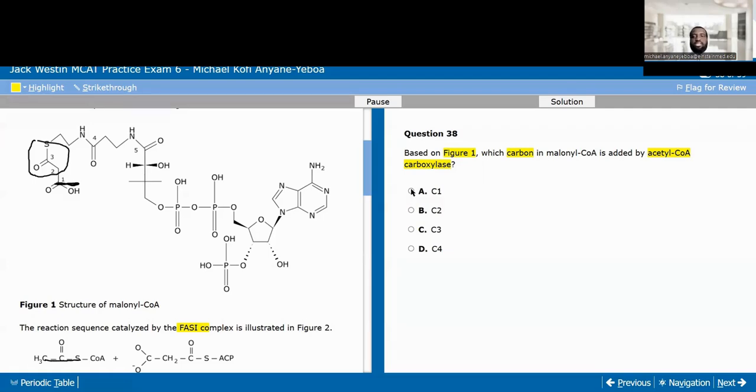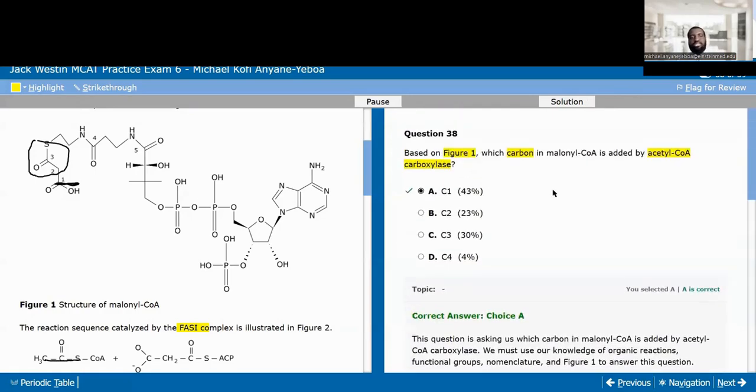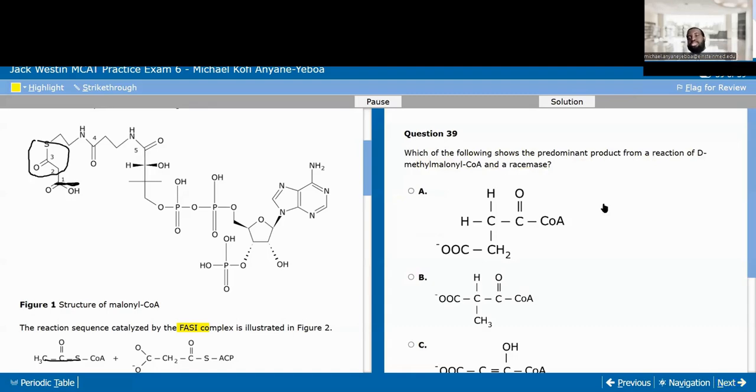Okay, let's see if it's right. So this doesn't need too much. I think the main thing they're asking you here is, what does acetyl-CoA carboxylase do, or what do carboxylases do, right? All right, let's move to the next question.